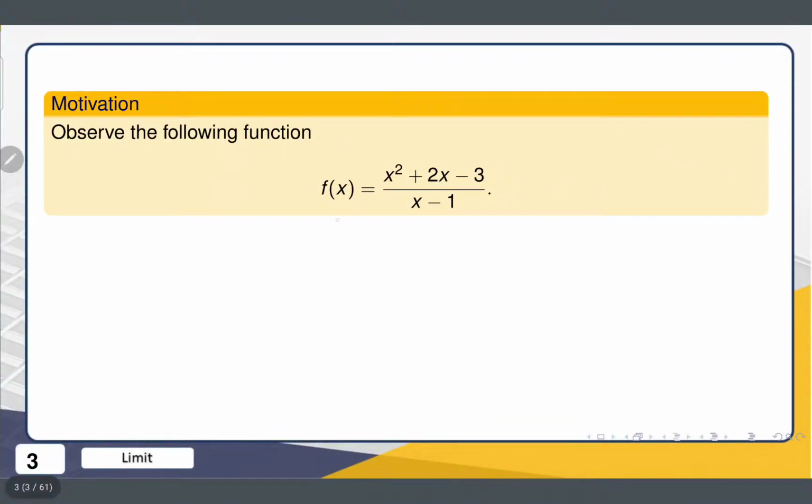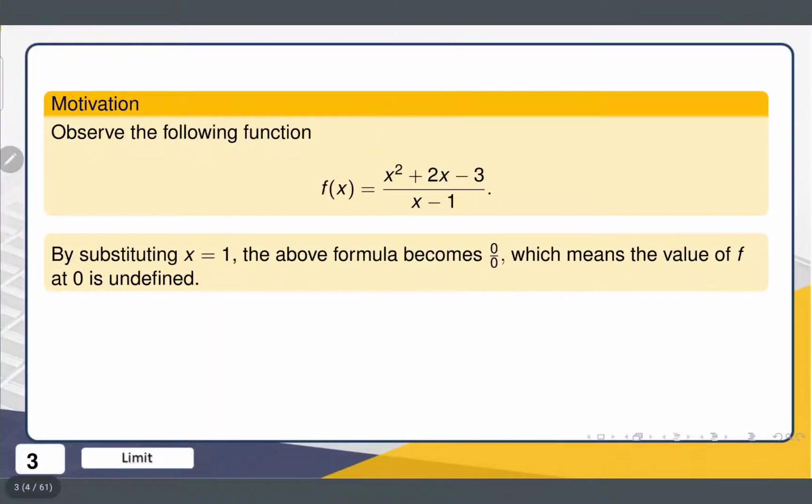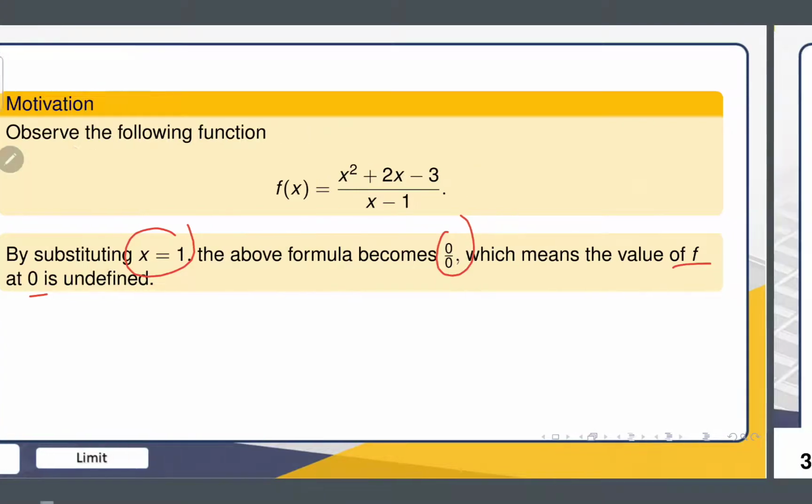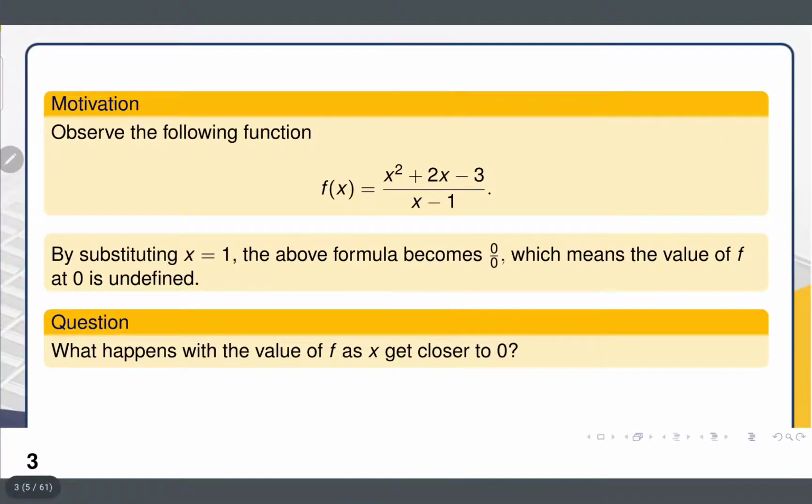If we have this function f(x) = (x squared + 2x - 3) / (x - 1), then if we substitute x = 1, the formula becomes 0 over 0. That means the value of f at x = 1 is undefined. But what happens to the value of f when x gets closer to 1?